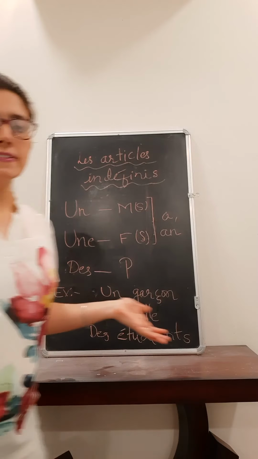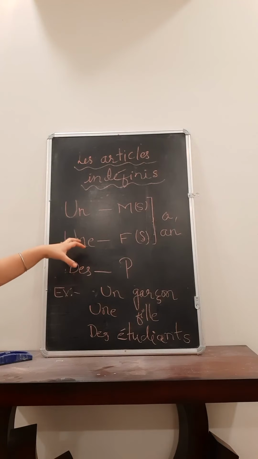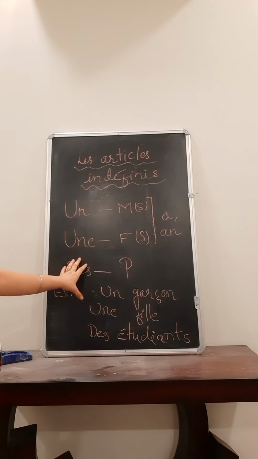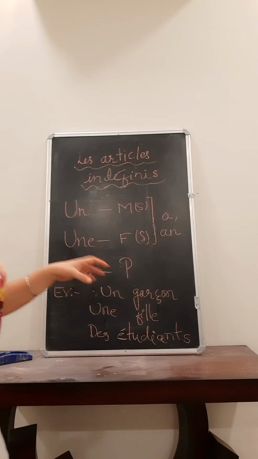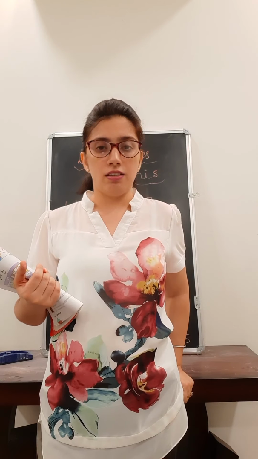One more benefit is whenever you are learning vocab, you just see un or une, and that will clarify whether it's a masculine noun or feminine noun. So from today onwards, whenever you are doing vocab, you have to see whether it's a masculine noun or a feminine noun. For the reason that when we do the further grammar rules, we are going to use everything according to the gender of the noun. So it's the basic of French, you have to go through it.